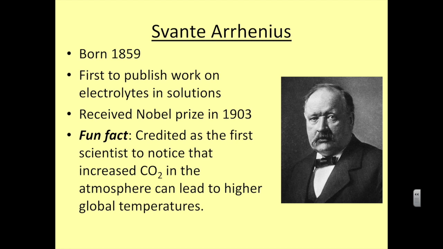So Svante Arrhenius was born in 1859. He received the Nobel Prize in 1903. He was the first one to really come up with this idea that things could break down into different ions, where acids could break down into hydrogen ions and bases would break down into hydroxide ions. Okay?